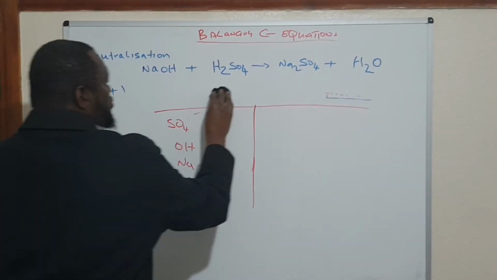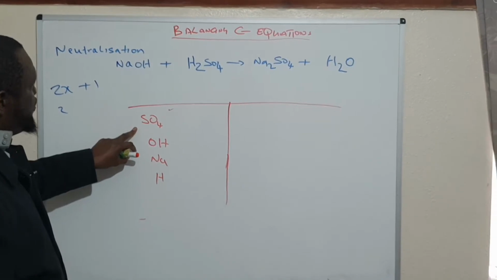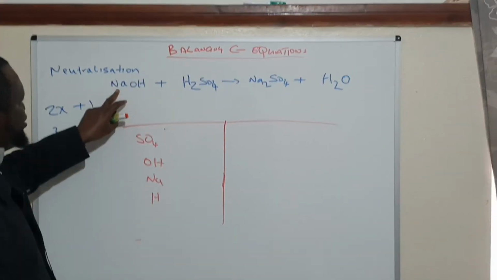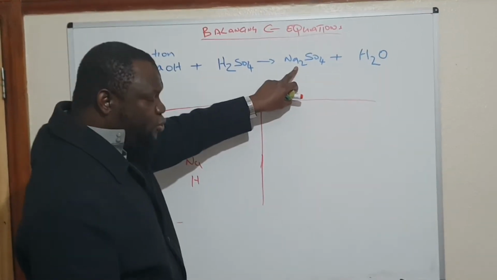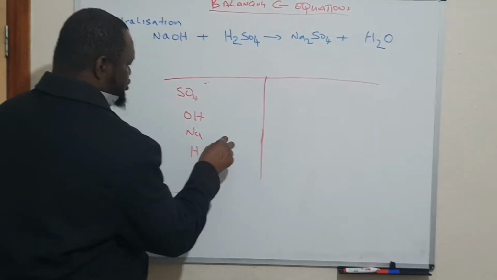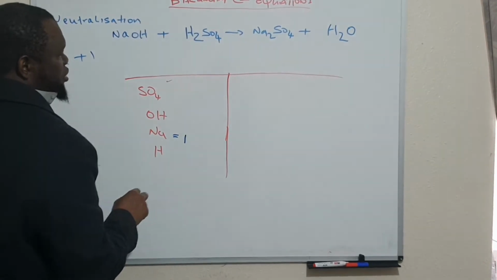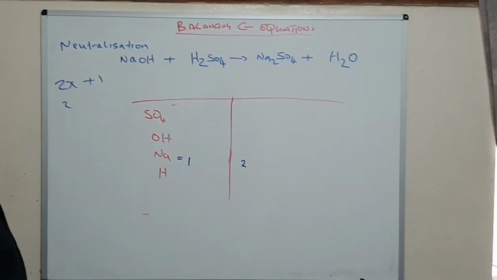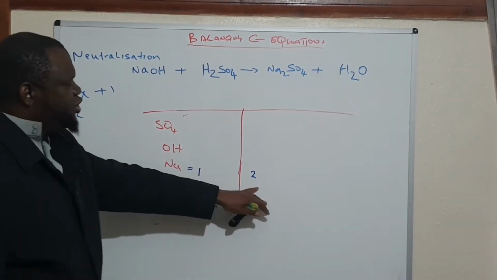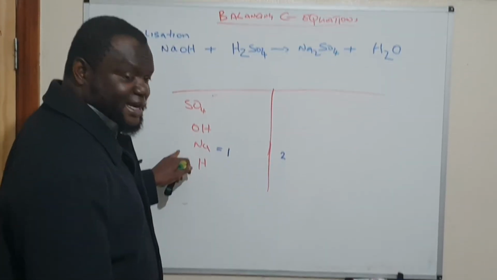The products are water and sodium sulfate. Now, we look at the sulfate ion here. First of all, let's look at sodium ions. There are 2 sodium here, 1 sodium here. So on this side, sodium is 1, but on this side, sodium is equal to 2. So that means we have more sodium on the product side than the reactant side.